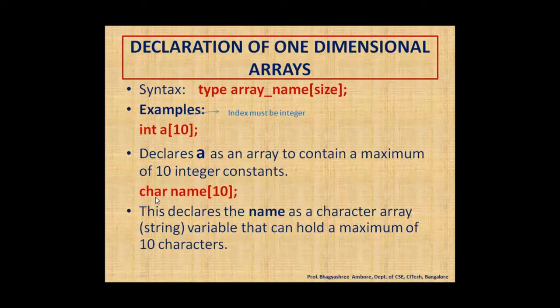Similarly, I have taken one more example, char name of 10. This declares name as a character array variable that can hold a maximum of 10 characters. In these 10 characters, it includes the null character also. Previously, I explained that the null character is used to mark the end of the character array. These 10 characters include that null also.